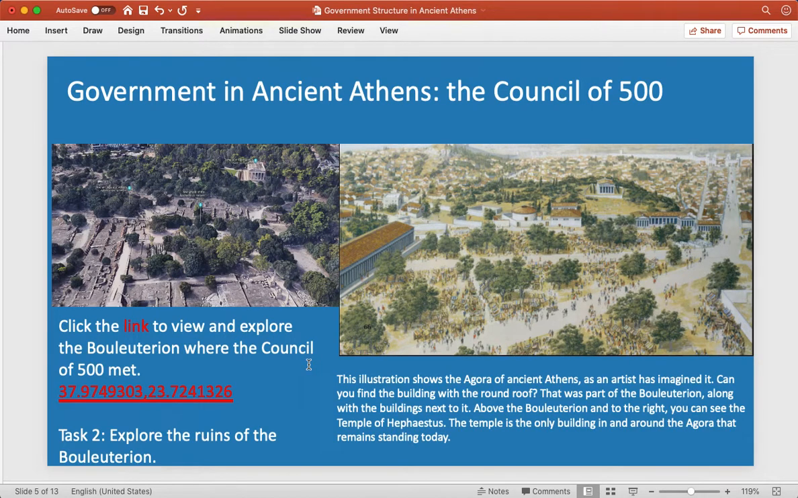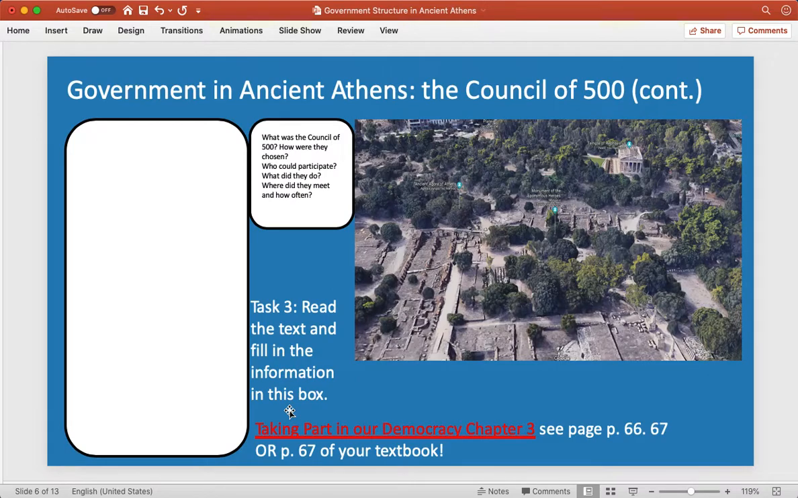Here we have our first one, the Council of 500. If you want to explore the Bouleuterion, or the Boule, that's where the Council of 500 met. If you want, you can click on this link. If it's in red, it should take you to a website, and you can explore the ruins and see what it looks like. So here's the first one.